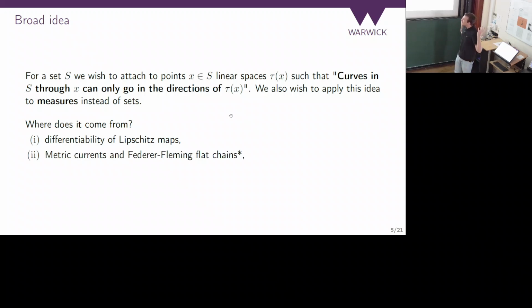And here I have a list of things where this appears. So if you're studying metric currents, I'm not going to tell you what these things are, but basically the biggest open question concerning metric currents is whether every metric current is a Federer-Fleming flat chain.